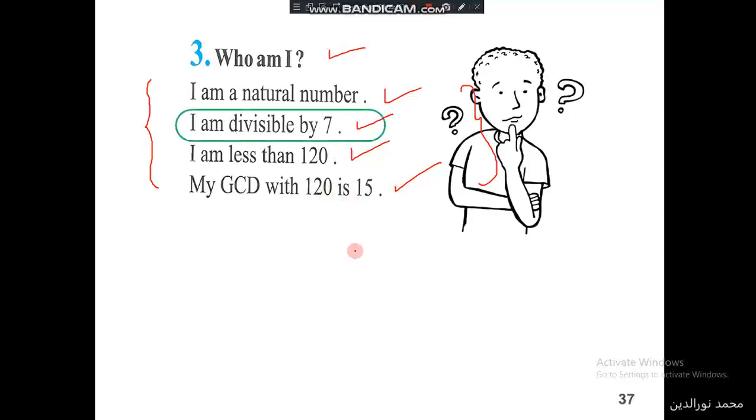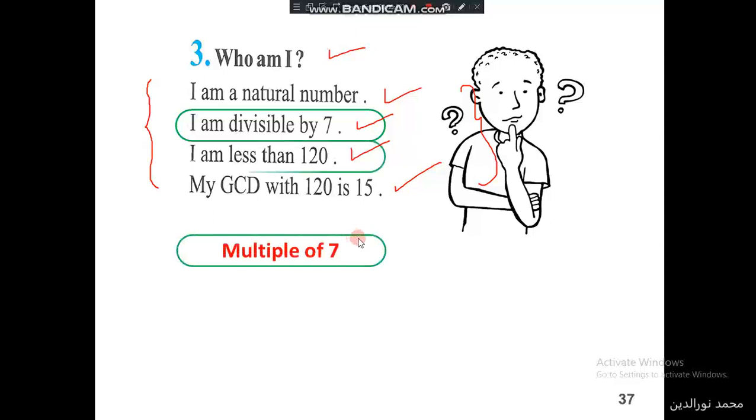So the number is divisible by 7. That means it's a multiple of 7. And it's less than 120. And the GCD with 120 is 15, and this is important information.